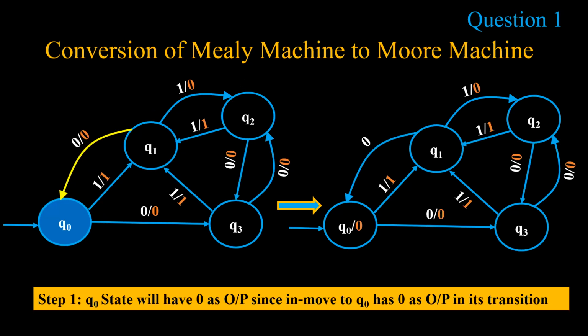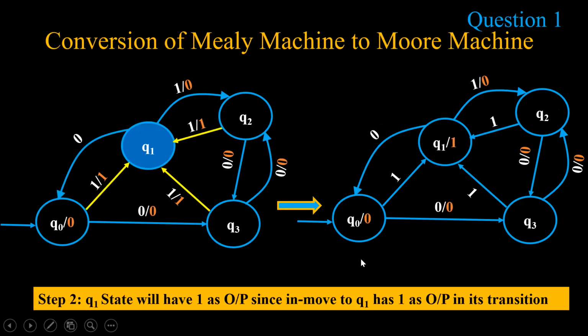Step 1 is we will consider Q0 state. In Q0 state there is only one in move and that is from Q1 and the output is 0. We will just put the output of the transition, that is 0, within the state and we will remove that from the transition. In this case we have shifted this 0 from the transition to the Q0 state.